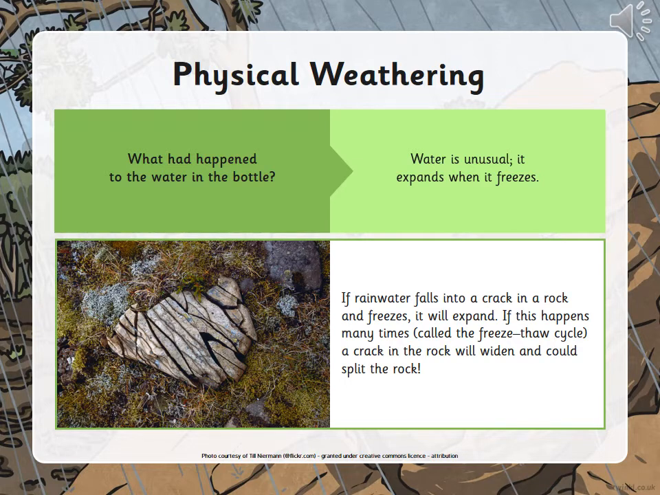Water is unusual. It expands when it freezes. And if rainwater falls into cracks in a rock and freezes, it will expand. If this happens many times, a crack in the rock will widen and could split the rock.